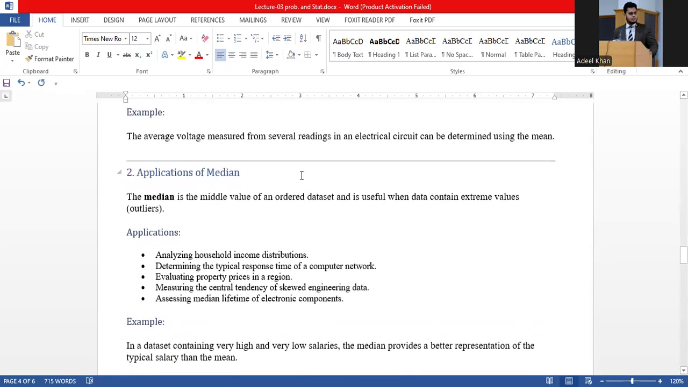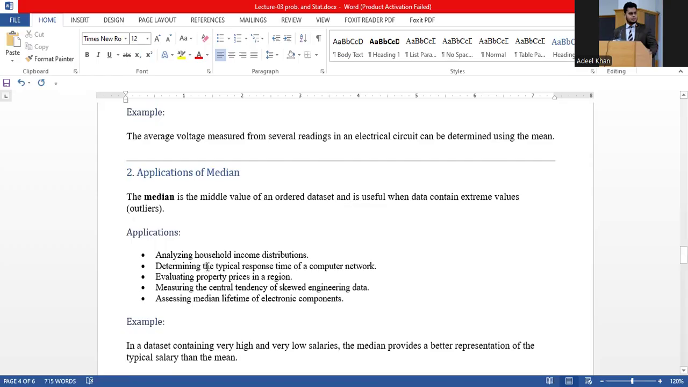Further, the second application of central tendency is the median. The median is the middle value of an ordered data set. If we need to get the middle value in a data set, we need to use the median. But we have the difficulty that the data is grouped, and in a group the data may be even or odd, so we need to find different approaches for this. It is useful when the data contain extreme values, outliers. So the number of data we got in different aspects, we need to find its middle value.